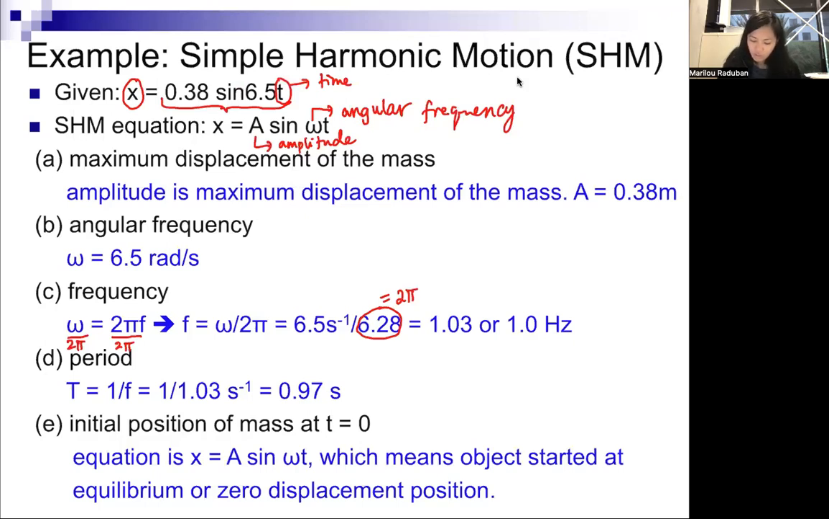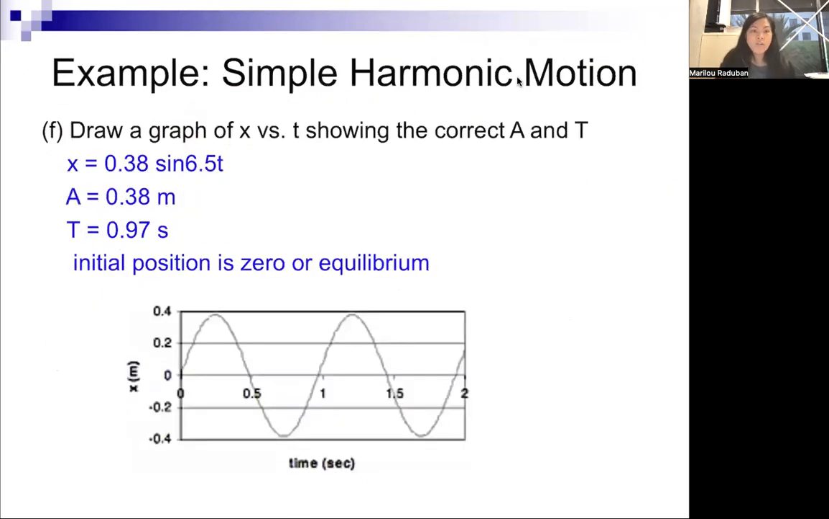Okay. So the most crucial thing when you're given an equation like this is picking out the amplitude, which is just the number that's in front of the sine, and picking out the angular frequency, which is the number that is in front of t. So once you have these two, you can answer the period and then the frequency. And then draw a graph of x versus t showing the correct amplitude and period.